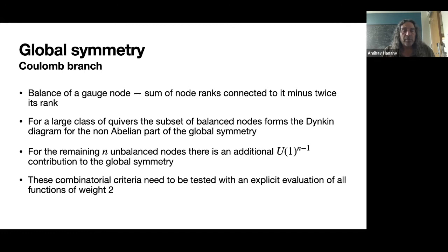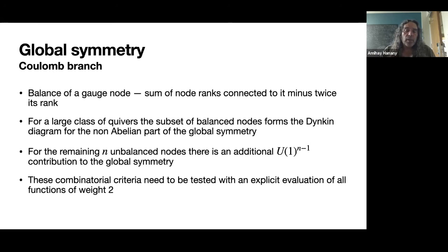However, there are some cases where this criterion is only producing a subset or a subgroup of the global symmetry. And then I will just have to explicitly evaluate to look for all of the functions of weight two, right?